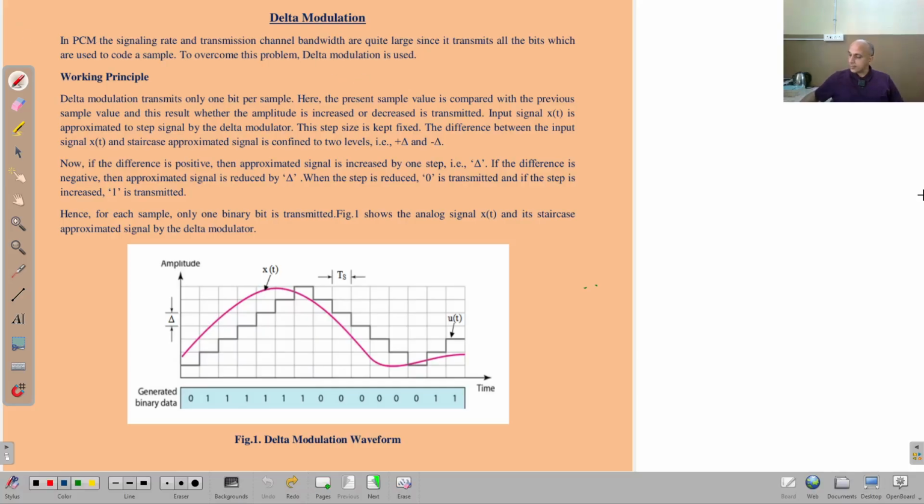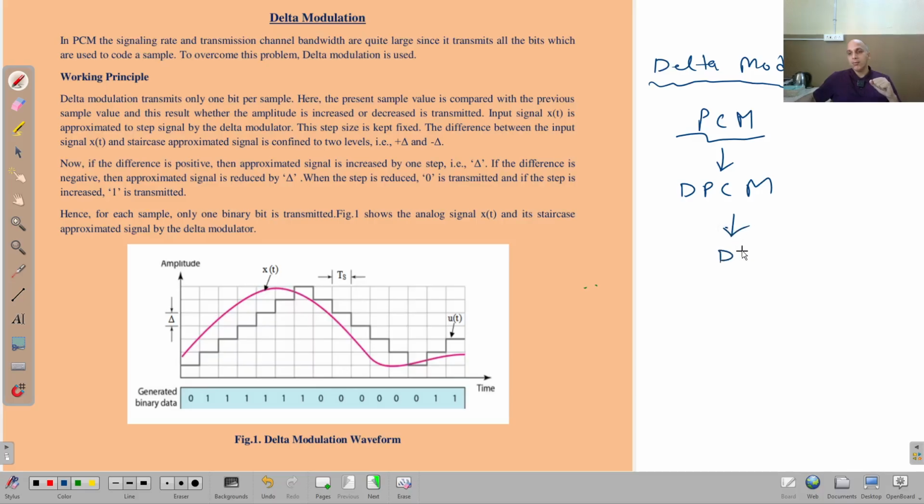So in this lecture I am going to discuss delta modulation. Right? So delta modulation is another type of pulse code modulation. We have earlier discussed pulse code modulation, then differential pulse code modulation, and now we have arrived at delta modulation. These are all the same thing, but they differ in terms of their working.